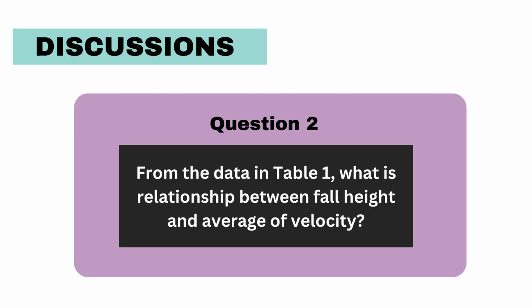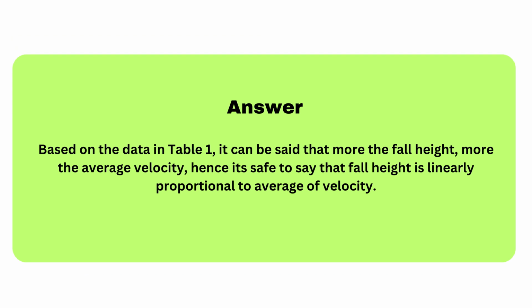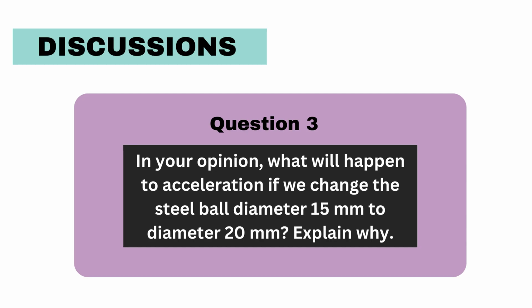Question number 2. From the data in table 1, what is the relationship between fall height and average velocity? So the answer is, based on the data in table 1, it can be said that the more the fall height, the more the average velocity. Hence, it's safe to say that fall height is linearly proportional to average velocity. And the last question is question number 3.